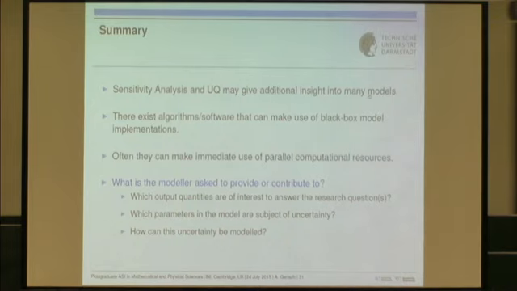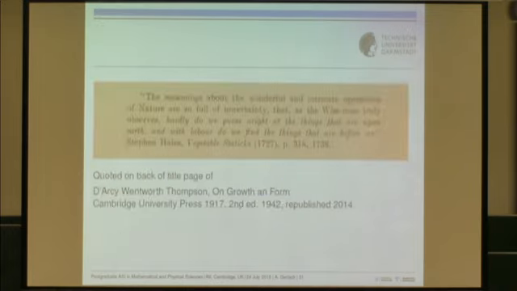What are you as a modeler asked to provide or contribute? Which output quantities are of interest to answer the research question? I guess that's the most important point to start with. Which parameters in the model are subject to uncertainty? And this is probably the most tricky point in the end. How can this uncertainty be modeled? I'm not saying you have to do this all the time, but I think it's nice to know that methods like this are available, and if you see the need arising in your work, then you should approach some mathematician or numerical analyst, and they can help you further.